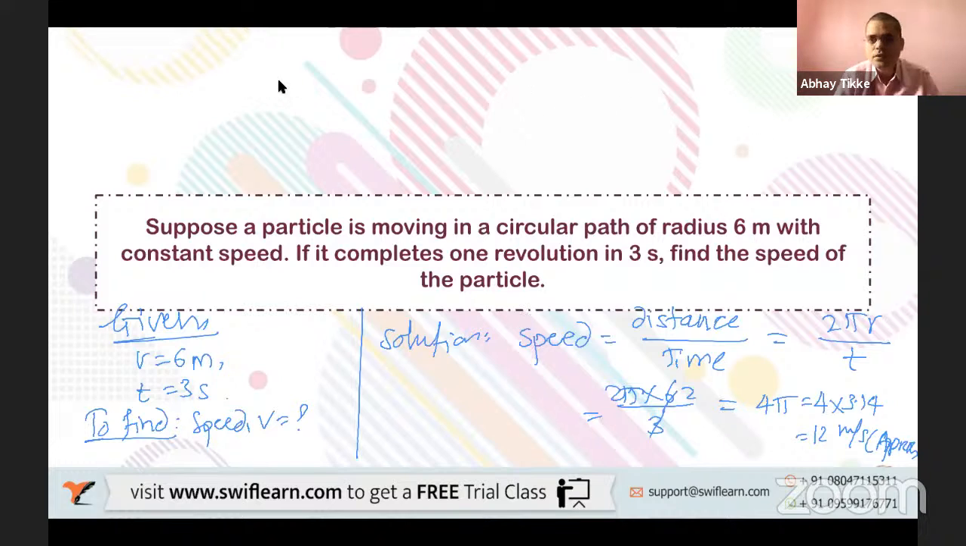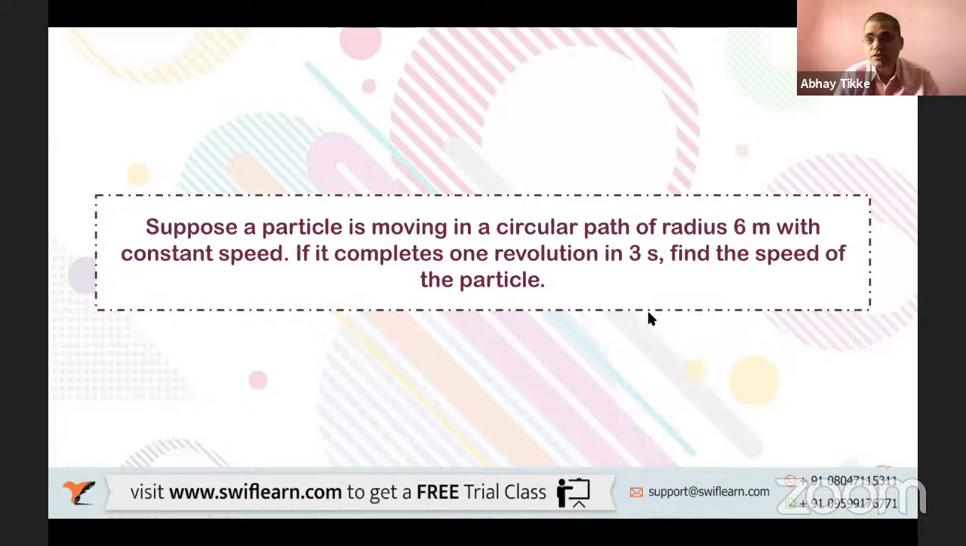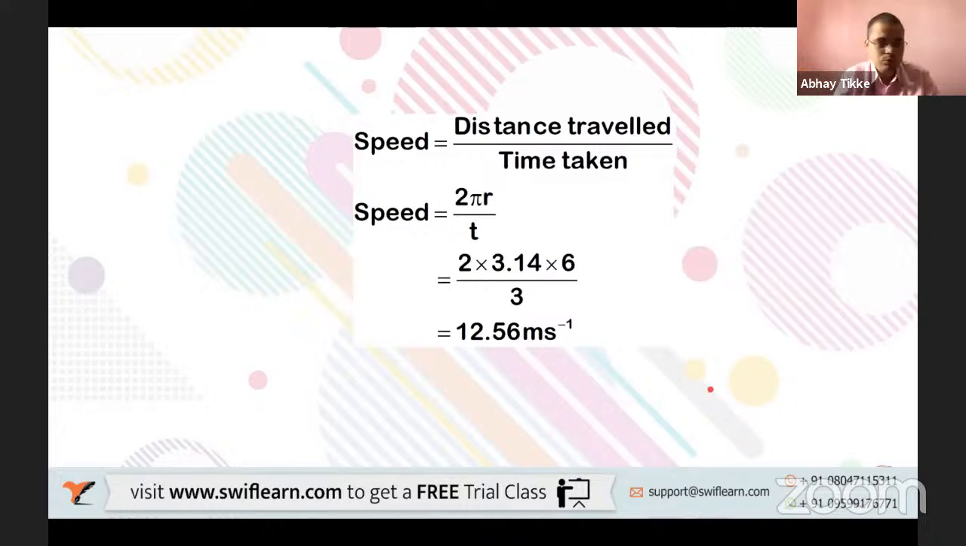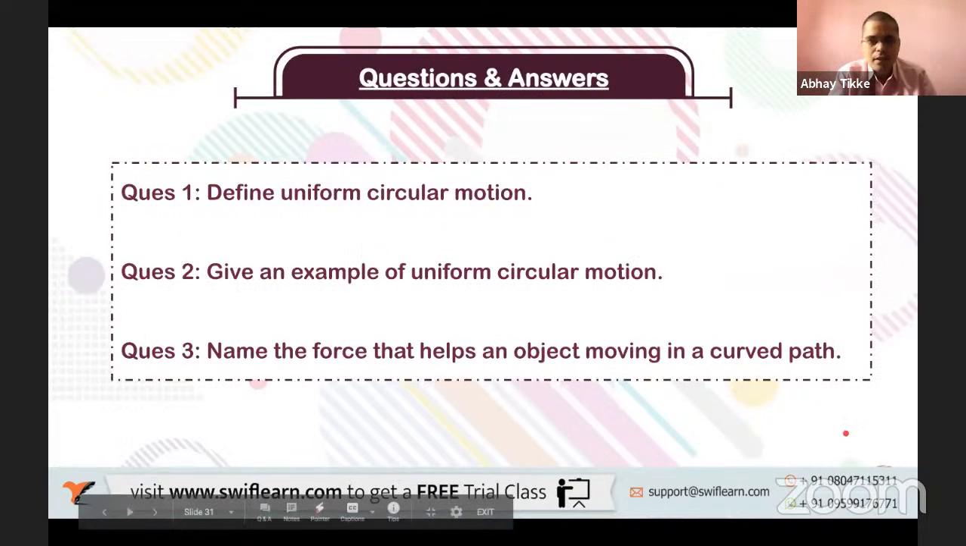Fine. Let us go ahead. First of all, let us check the answer of this, whether it is approximately 12. Yes, 12.56 is the exact answer of this question. 2 pi r upon t, that's the formula we use. Speed is equal to distance traveled by time taken, right? Distance traveled is 2 pi r upon t. Very simple, right?